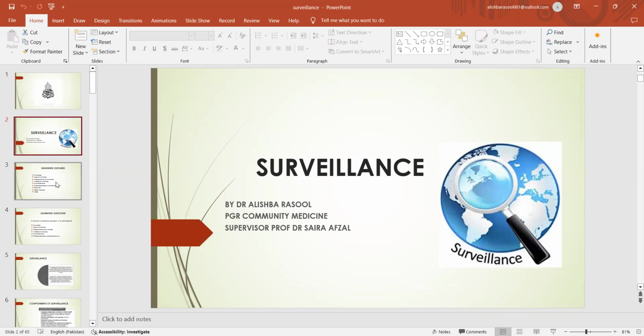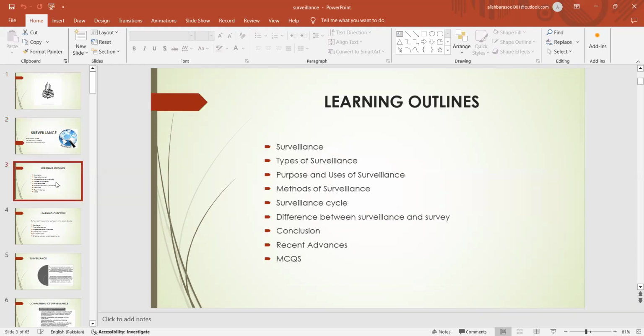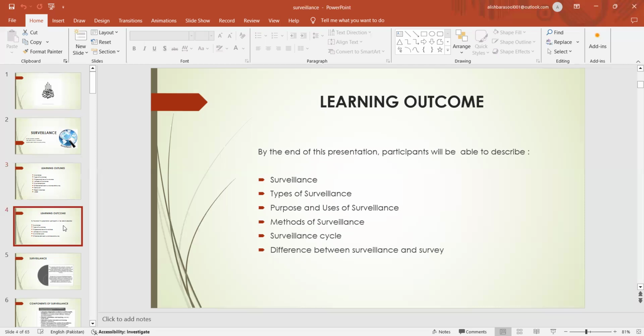The learning outlines of my presentation are surveillance, types of surveillance, purposes and uses of surveillance, methods of surveillance, surveillance cycle, difference between surveillance and survey, conclusion, recent advances, and MCQs. Learning outcome: by the end of this presentation, participants will be able to describe surveillance, types of surveillance, purposes and uses, methods, surveillance cycle, and difference between surveillance and survey.